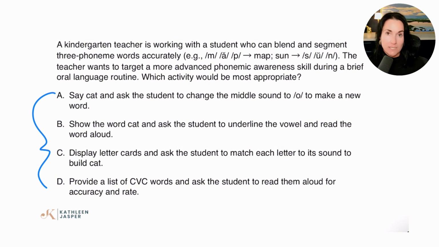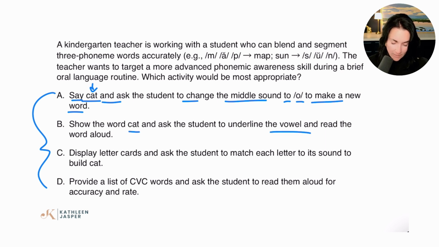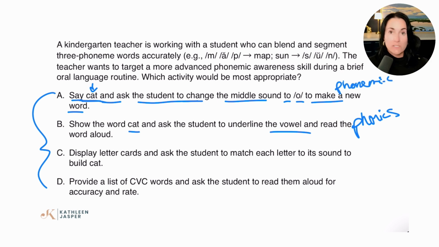All right, so I always like to work backward. I like to think like a test maker and work backward here. So we have, say cat, and ask the student to change the middle sound to an "ah" to make the new word. Okay, so basically say cat and change it to caught, right? All right, that's a medial shift, a medial sound. Show the word cat and ask the student to underline the vowel and read the word aloud. Now this looks like phonics. Notice the difference. We have, say the word, listen to the sound and say a new sound. This is phonemic awareness, specifically substitution.